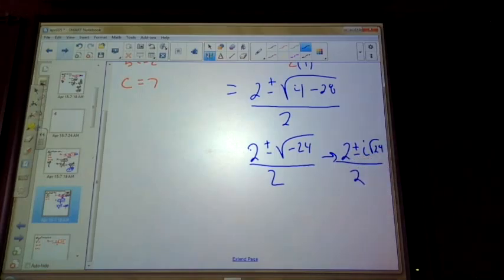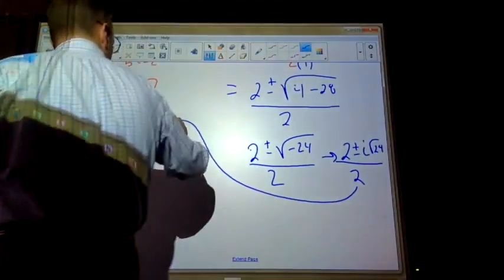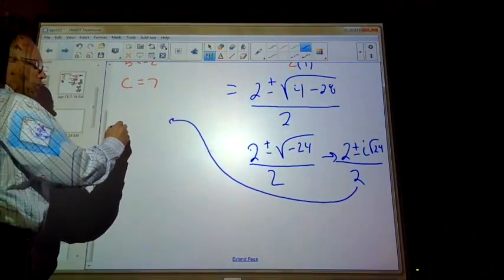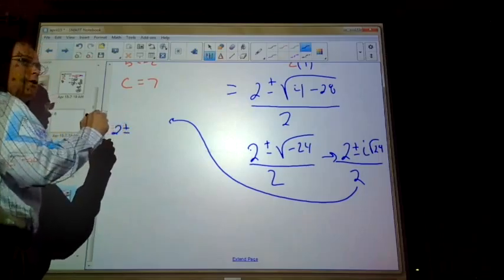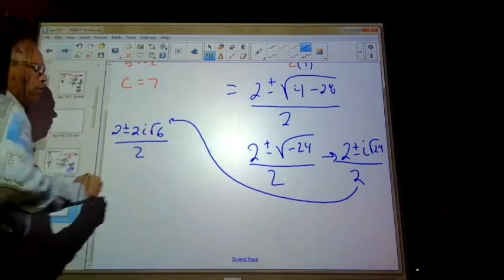Is that okay so far? Notice the negative that was under the radical is now gone. The i is representing that. Okay? 24 will break down to 4 and 6. The square root of 4 is 2, so I get 2i root 6, all over 2.